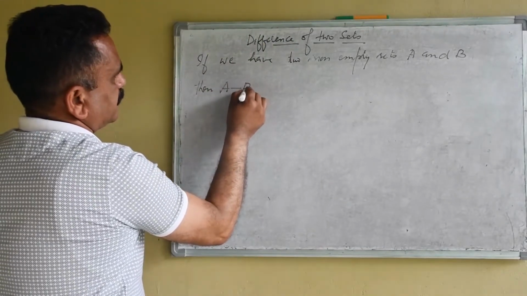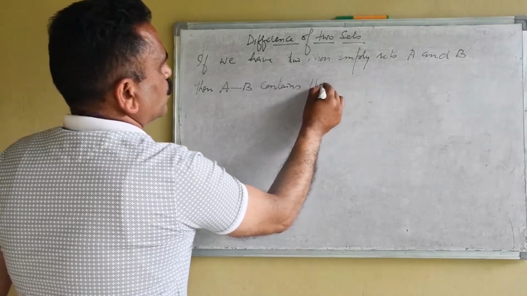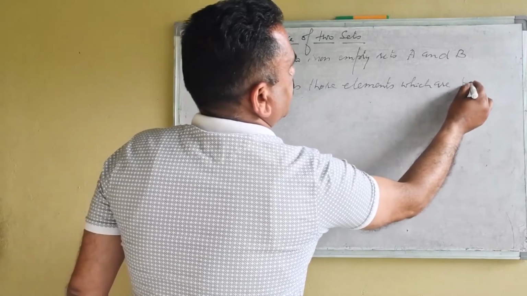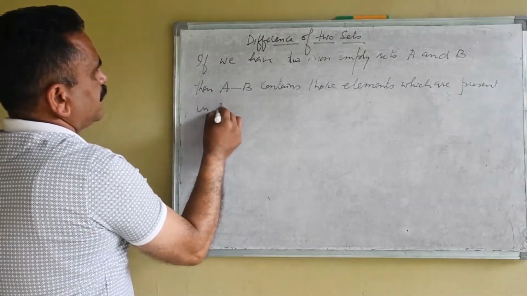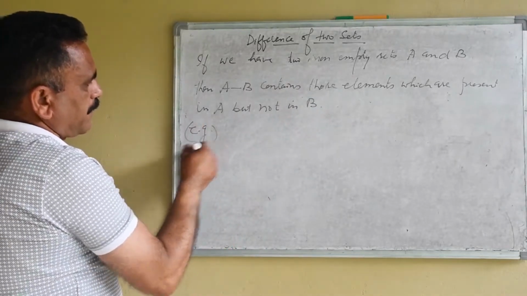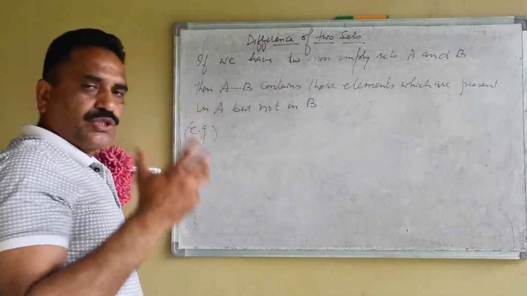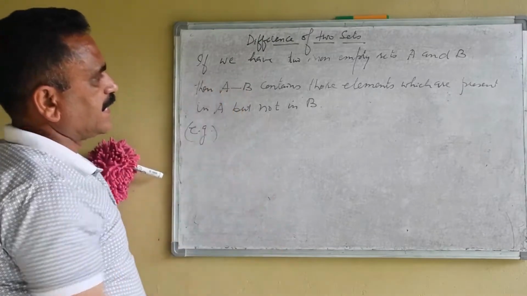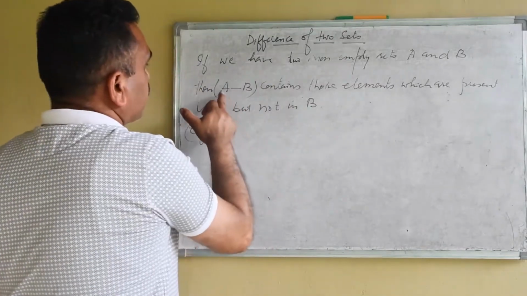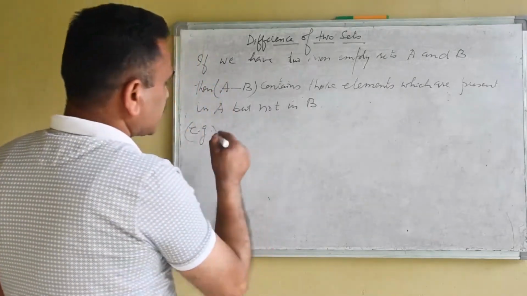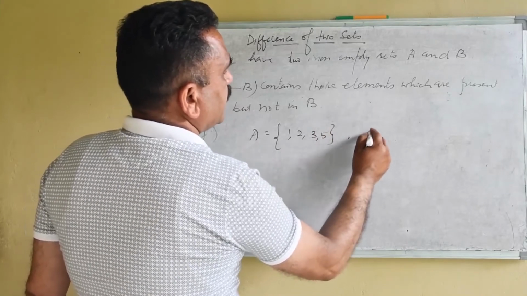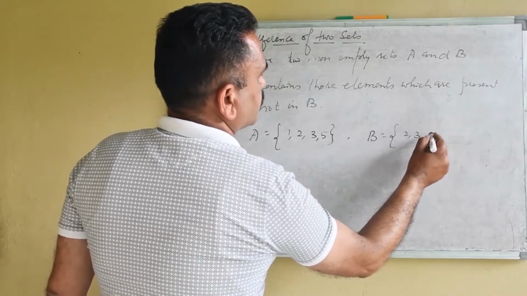Then A minus B contains those elements which are present in A but not in B. For example, देखिए दो समुच्चय हैं, दो सेट्स हैं, उनको घटाना है, तो जैसे हम B को A से घटा रहे हैं, we are going to subtract B from A, then it will contain those elements which are present in A but not in B. For example, A is equal to {1, 2, 3, 5} and set B is equal to {2, 3, 6}.